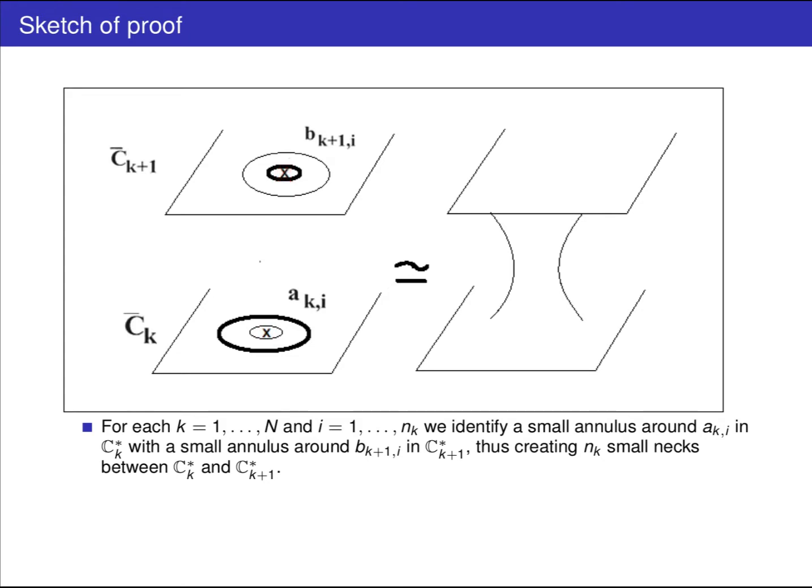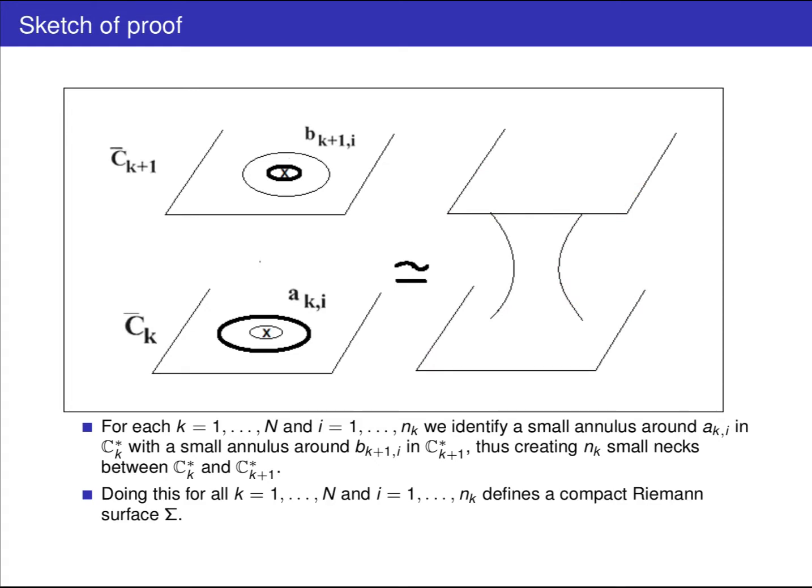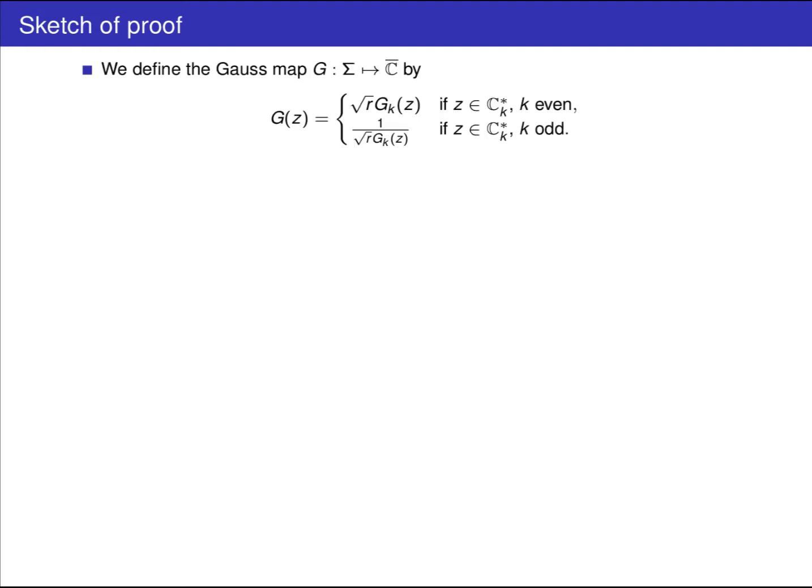So we're going to glue together, so I'm going to identify that curve with the inside one, and then this curve with that one. And then we'll glue together correspondingly. So doing this for all the k and i defines a compact Riemann surface, sigma.